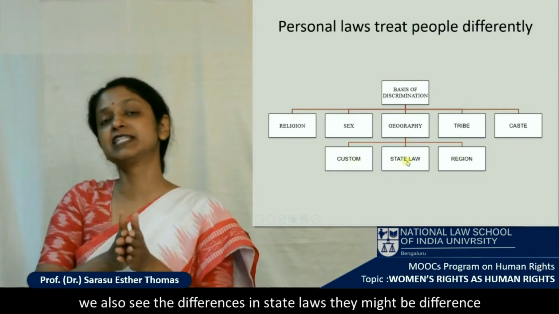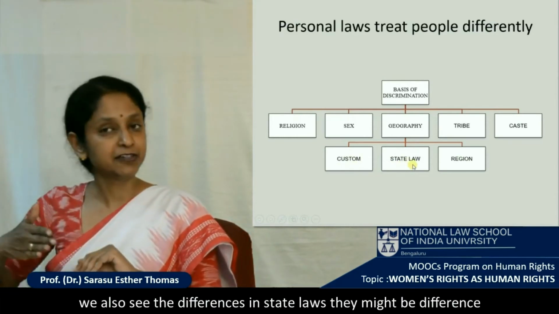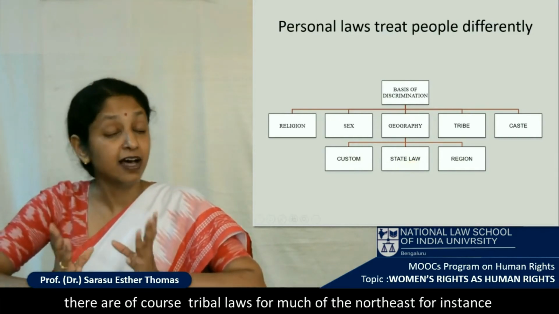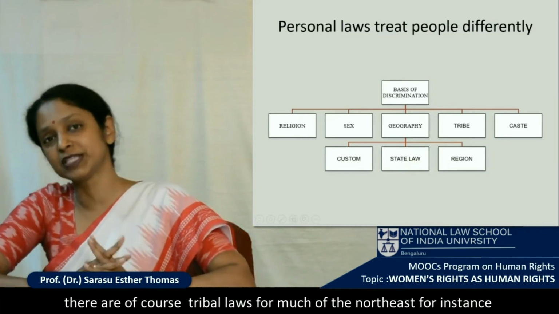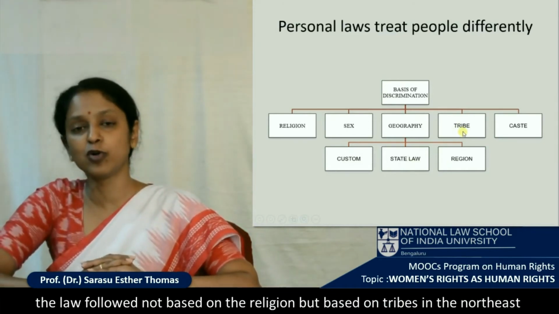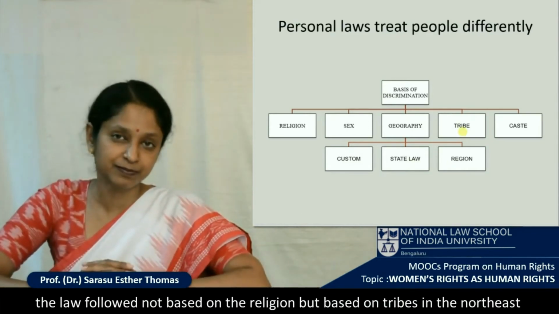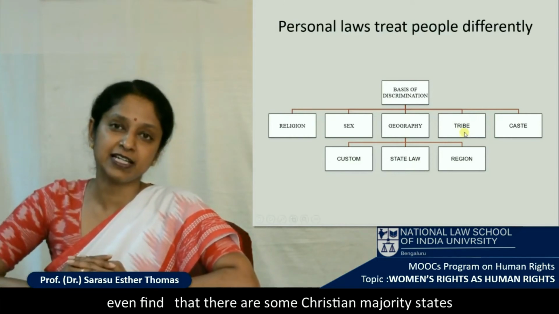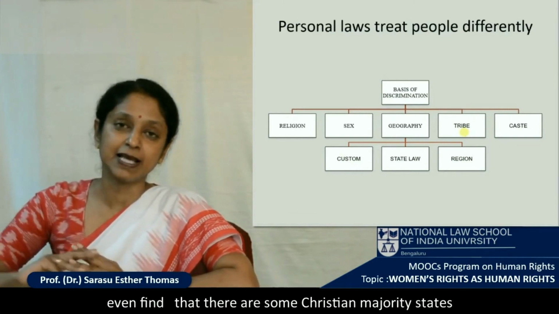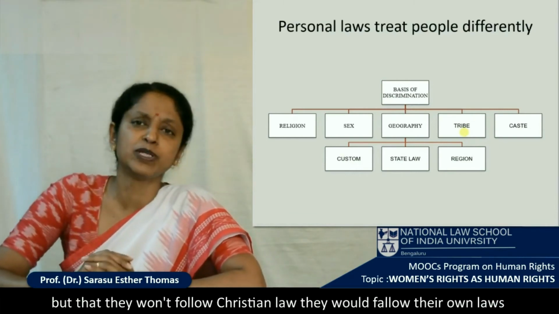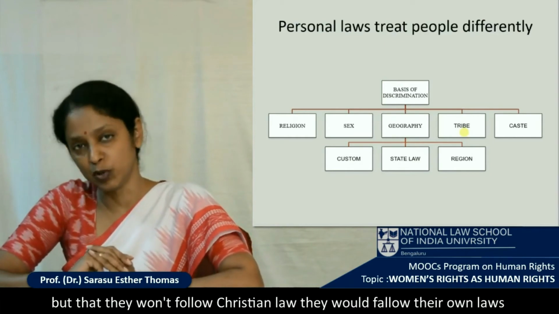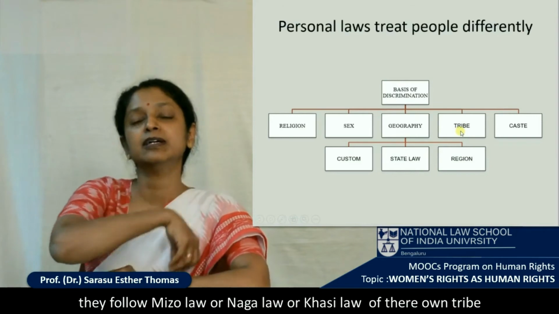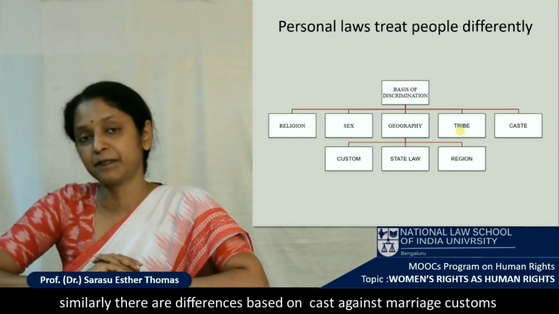We also see there are differences in state laws. There might be differences in regional laws even within a particular state. There are, of course, tribal laws. In much of the Northeast, for instance, the law followed is not based on their religion, but based on tribe. In the Northeast, you will find that there are some Christian majority states, but they don't follow Christian law. They would follow their own laws. They would follow Mizo law or Naga law or Khasi law of their own tribes.